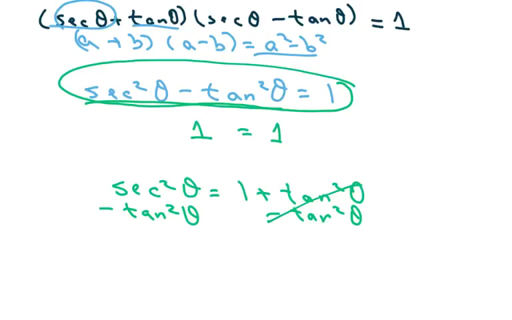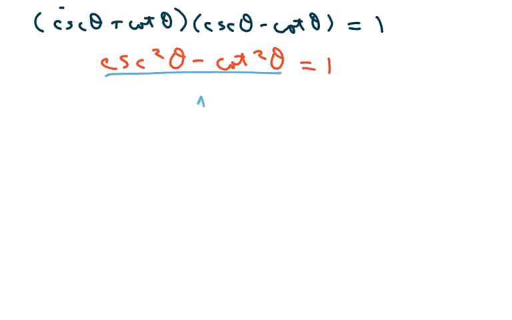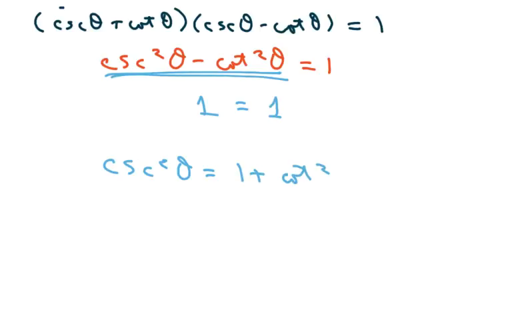Okay? And we have a few more. Same thing. We have cosecant squared of theta minus cotan squared of theta equals 1. This equals 1 by definition, so 1 equals 1. The reason this equals 1 is because cosecant squared of theta equals 1 plus cotan squared of theta. And I just subtracted cotan squared from both sides.